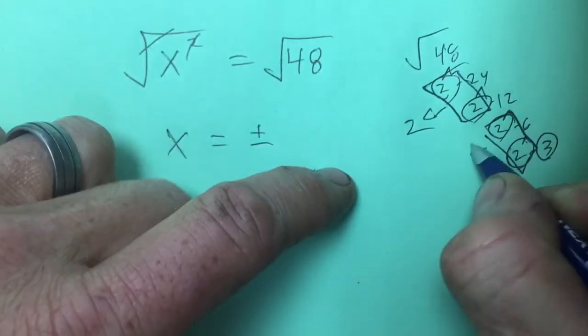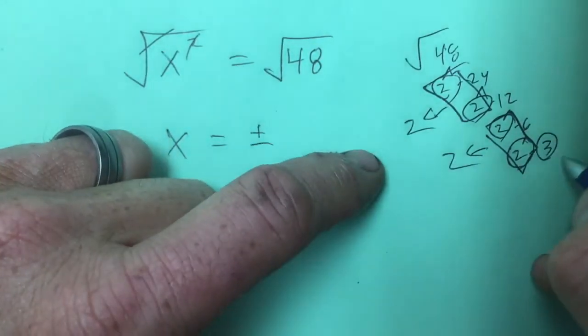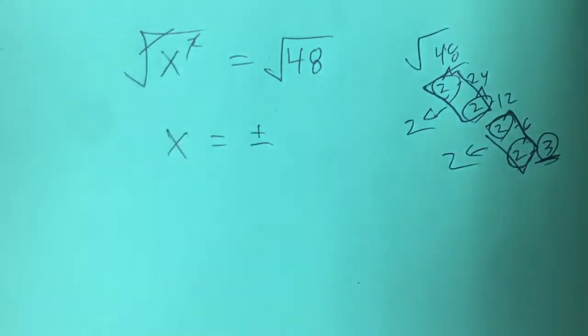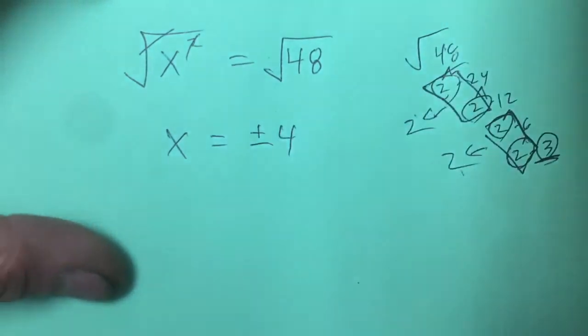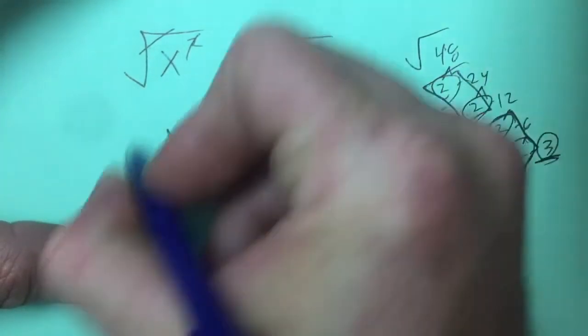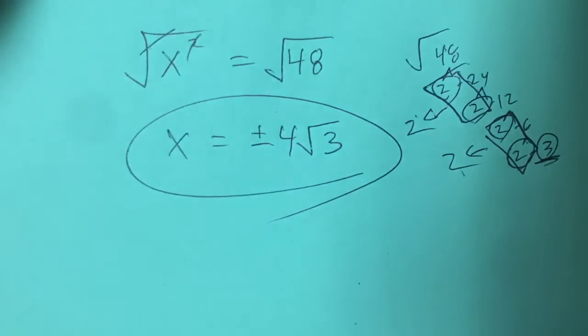There's another pair of 2's. There's another 2 coming out of the radical. But this 3 right here is stuck in the radical because it does not have a partner. So I've got 2 times 2, 4 coming out of the radical, and I've got that 3 stuck. And there's my answer right there, positive or negative 4 radical 3.